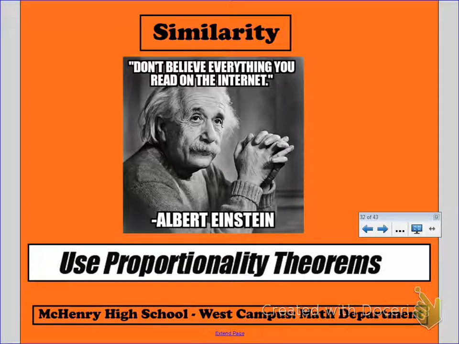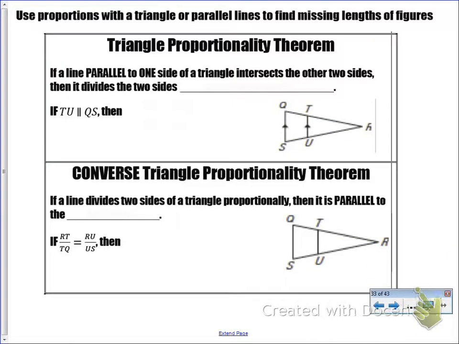Hello, welcome to our next video on similarity, and today we'll be using proportionality theorems. Our target is to use proportions with a triangle or parallel lines to find missing lengths of figures. I'll start off with two theorems, actually one theorem and its converse.